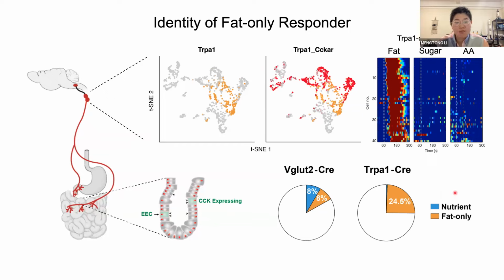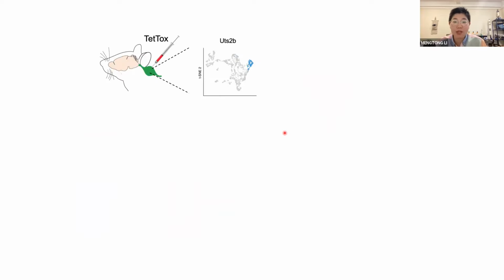amino acid. Therefore, we hypothesized that nutrient sensing vagal neurons should be required for both sugar and fat preference, while the fat-only neurons could be only required for fat, but not sugar preference. To test our hypothesis, our strategy is to genetically silence the nutrient sensing vagal neurons by bilaterally injecting the nodose of UTS2B Cre mice with tetanus toxin, and then perform the 48-hour preference test.